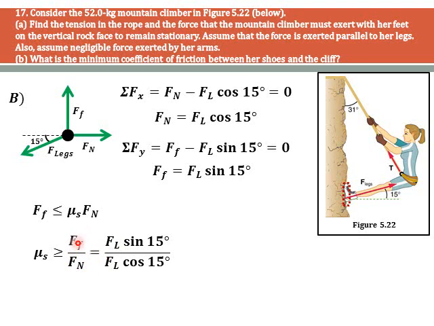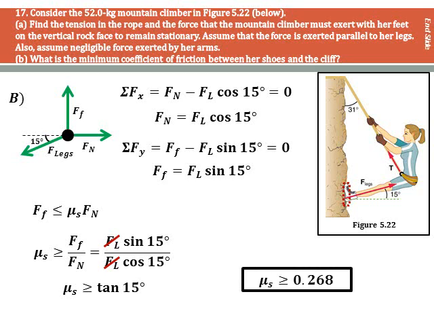And that equals, well, force of friction is force of the legs sine of 15 degrees. The normal force is force of the legs cosine of 15 degrees. You'll see the force from the legs are actually going to cancel. Sine over cosine gives us tangent, so the coefficient of static friction is going to be greater than or equal to tangent of 15 degrees, and that gives us 0.268. So the minimum coefficient of friction that it can have is going to be 0.268.